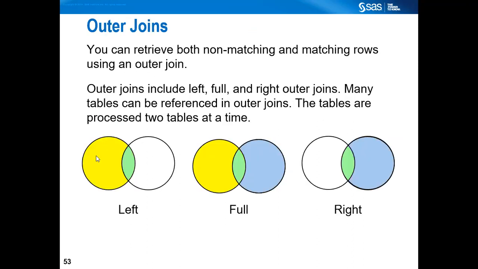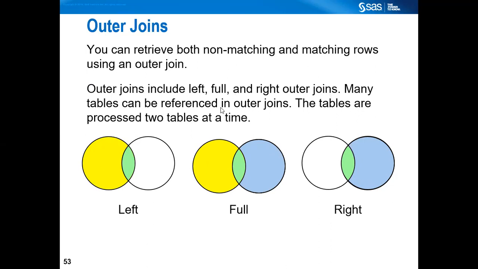So in outer joins, there are three types: left, right, full. Left means matching rows from both the tables and non-matches from your first table, or it's called a left table. It's called a left join. When you are selecting matching and non-matches from the right table or the second table, it's called a right join. And when you're selecting matching as well as non-matches from both the tables, it's called a full join. So outer joins include left, full, and right outer joins.